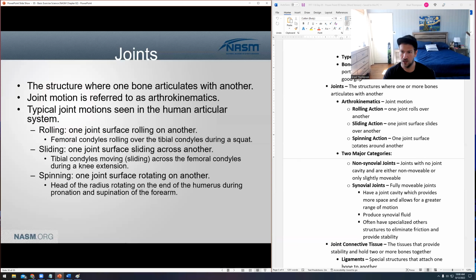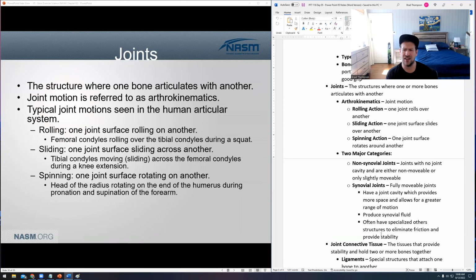That'll ruin your day. So then if we are looking at where our bones are coming together, remember we called those an articulation, right? Where one bone is interacting with another, we call that a joint. Okay, so the structure where two bones come together is referred to as our joint.